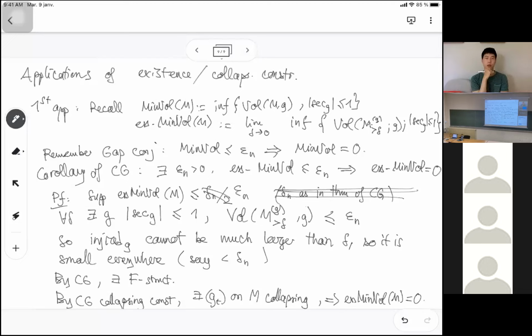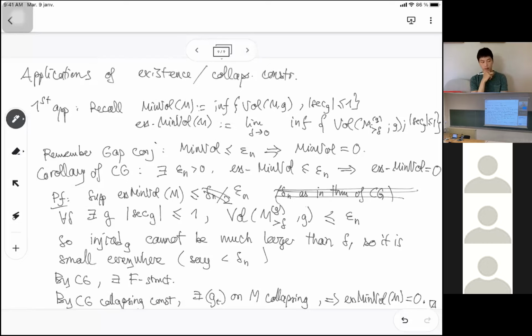Right, so you see that by playing with those theorems of Cheeger-Gromov, you get that if the essential minimum volume is small, then you get an F structure. Once you get an F structure, you have a new family of metrics that are collapsing. And so the injectivity radius is going to 0 everywhere. So in particular, for any fixed delta, the delta thick part will eventually have 0 volume. And that's it. So that's the first application, which is, all right, even though for the minimum volume you don't understand the possible values near 0, at least for the essential minimum volume, it cannot accumulate around 0.